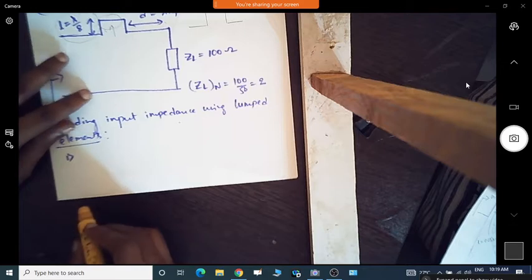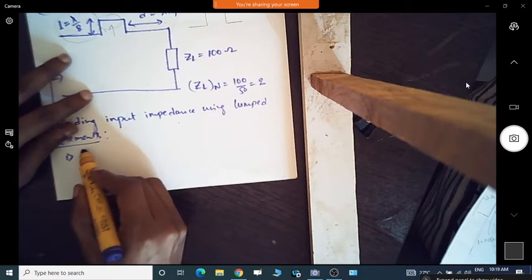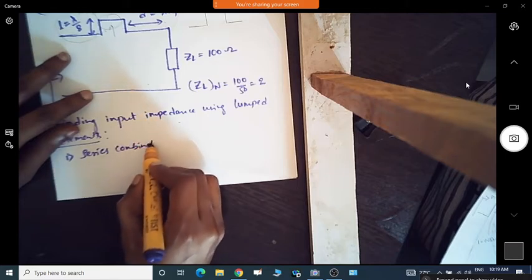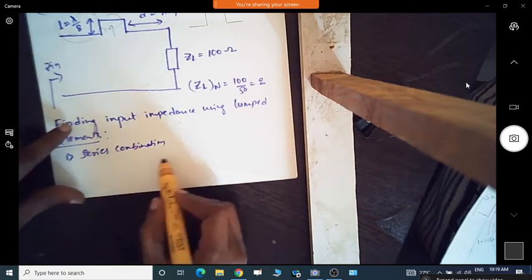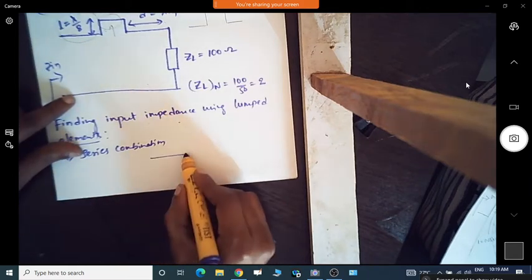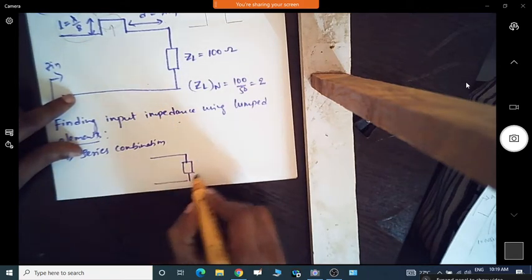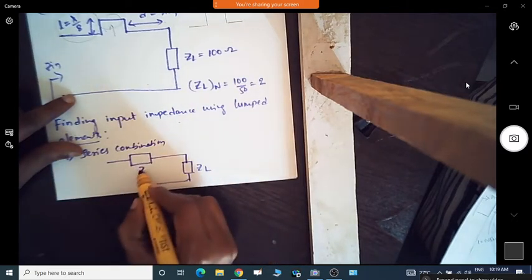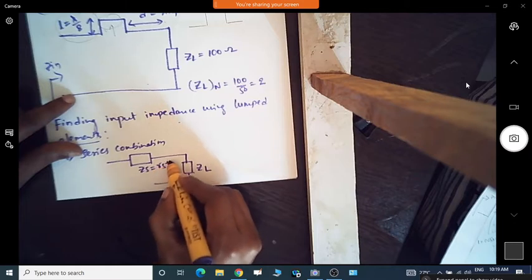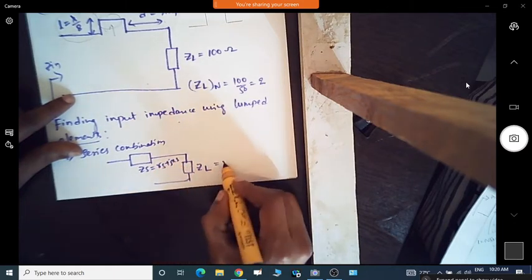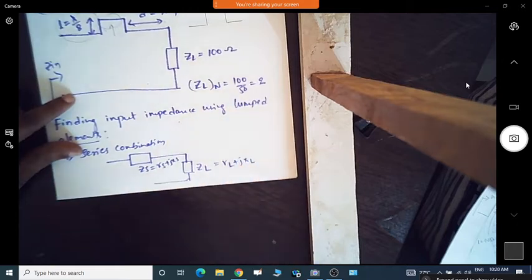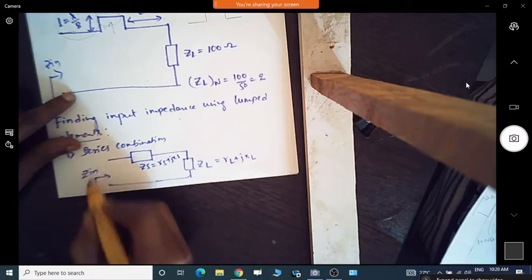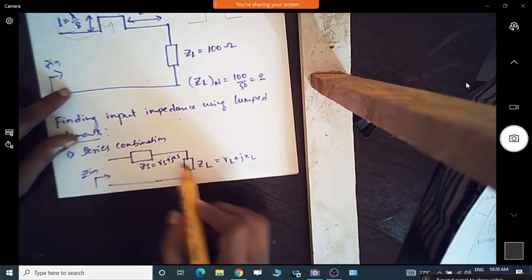Let us take the first one, series lumped element. Series combination in the sense, we put the impedance in series. You have the load value ZL. Now if I put a series element ZS, which has RS plus jXS, and here RL plus jXL, what is the input impedance after adding this? That is what we need to find out.